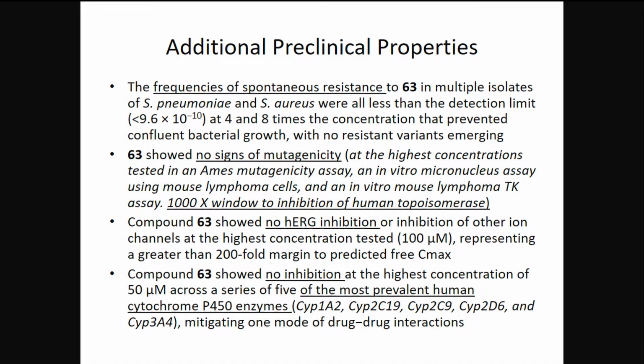So our final things. Compound 63 had a low rate of spontaneous resistance. That's good. And at 4 to 8 times, we saw very, very little. Compound 63 showed no signs of mutagenicity. You have to do a number of tests, Ames mutagenicity, in vitro micronucleus, a number of different tests. And we had a 1,000-fold window between inhibition of the bacterial enzyme and inhibition of human topoisomerase.